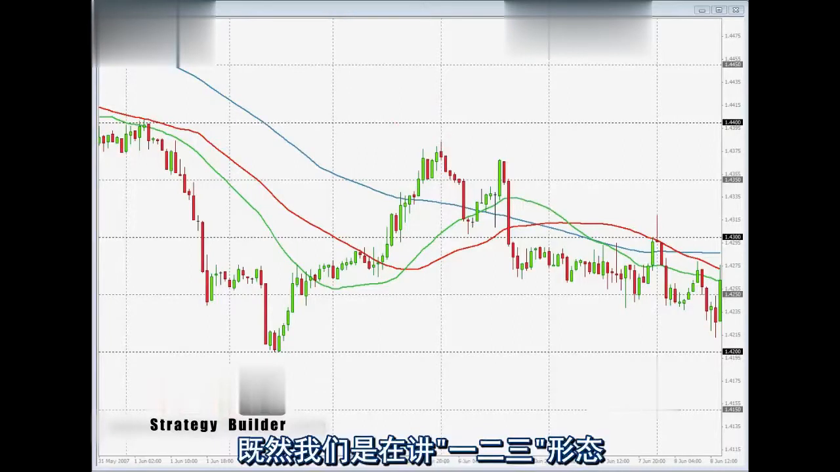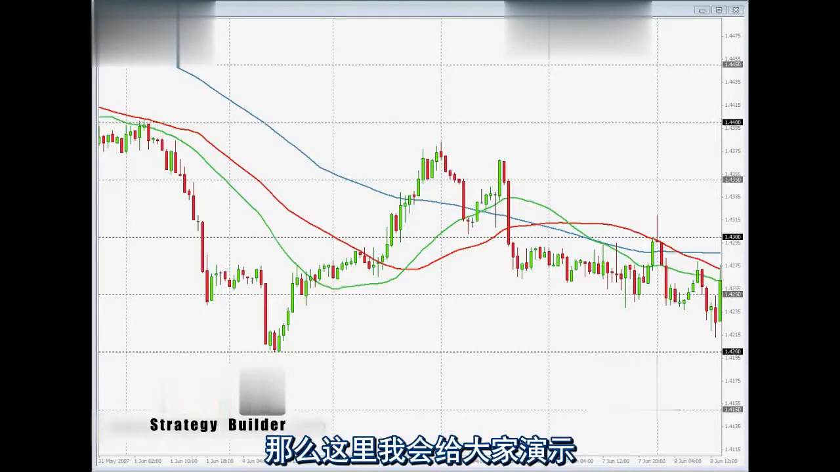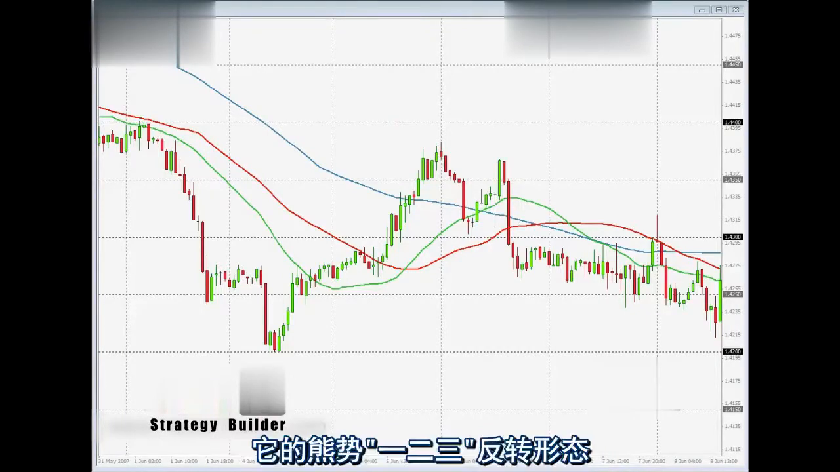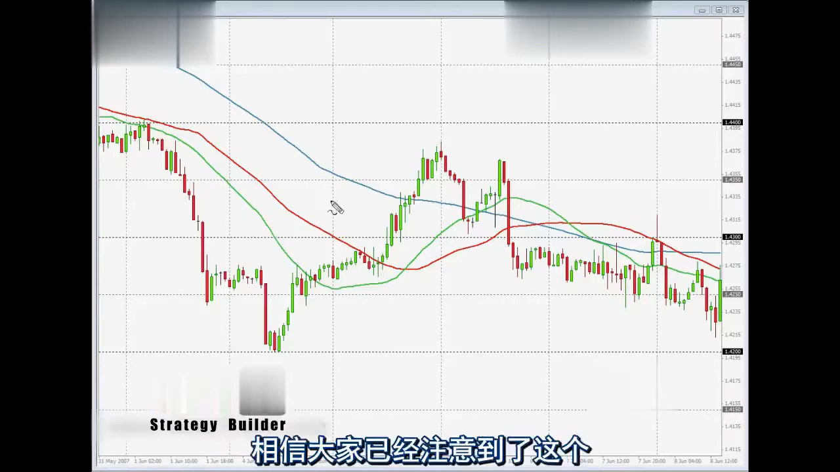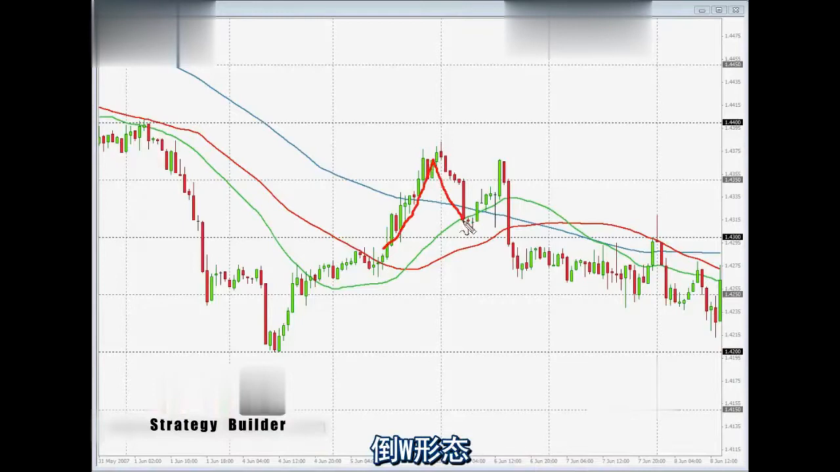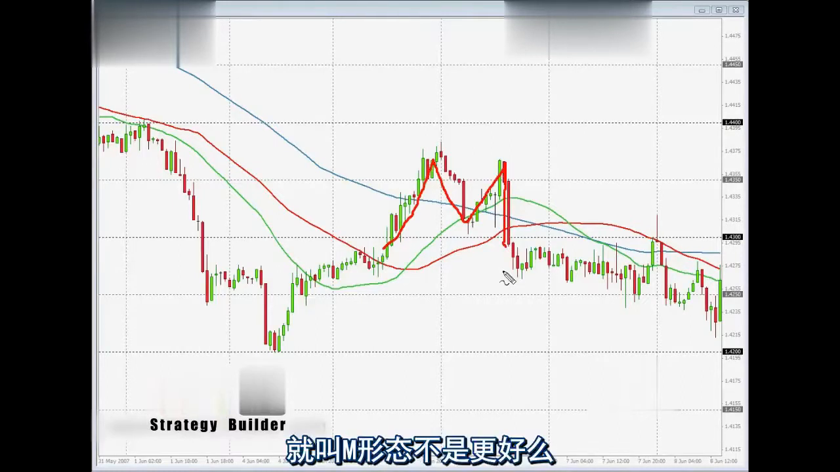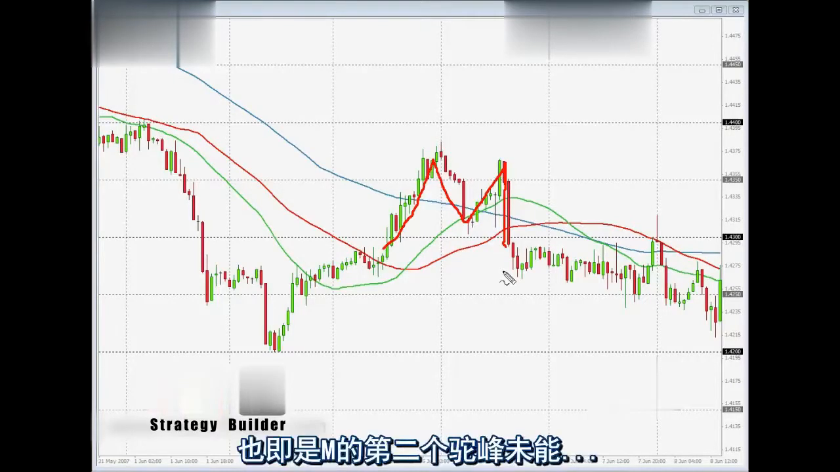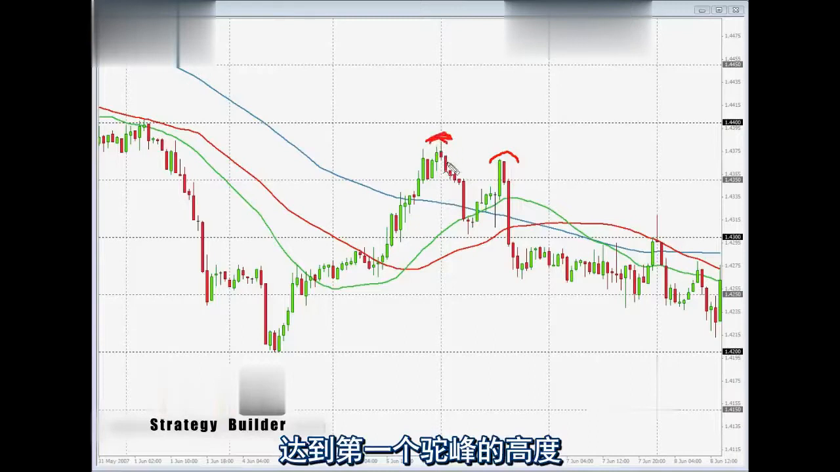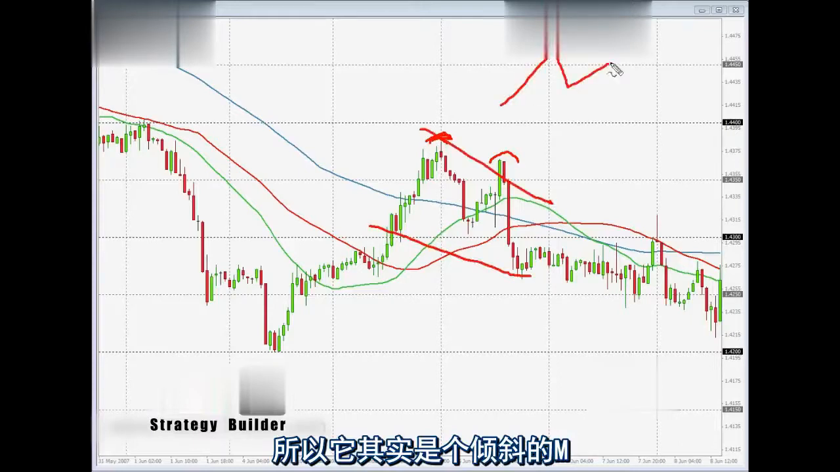In this case, obviously, since we are talking about 1, 2, 3 formations, I'm going to be showing you a prototypical bearish 1, 2, 3 formation. I'm sure you guys already see it. I'm sure you guys already see the inverted W, or actually an M formation. Why call it the inverted W if we can call it M formation? So yeah, the bearish 1, 2, 3 formation is some sort of an M formation with the second half of the M not quite reaching the previous swing high, the first half of the M formation. It's basically a leaning M, something like that.